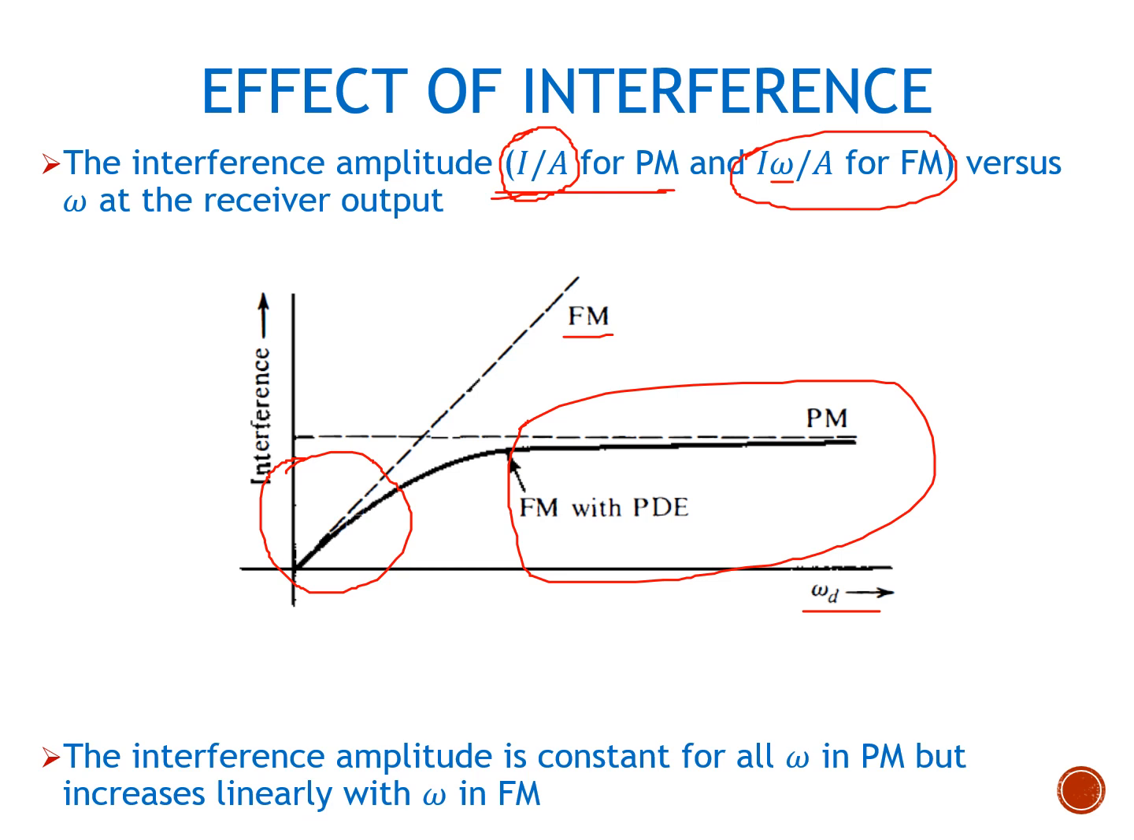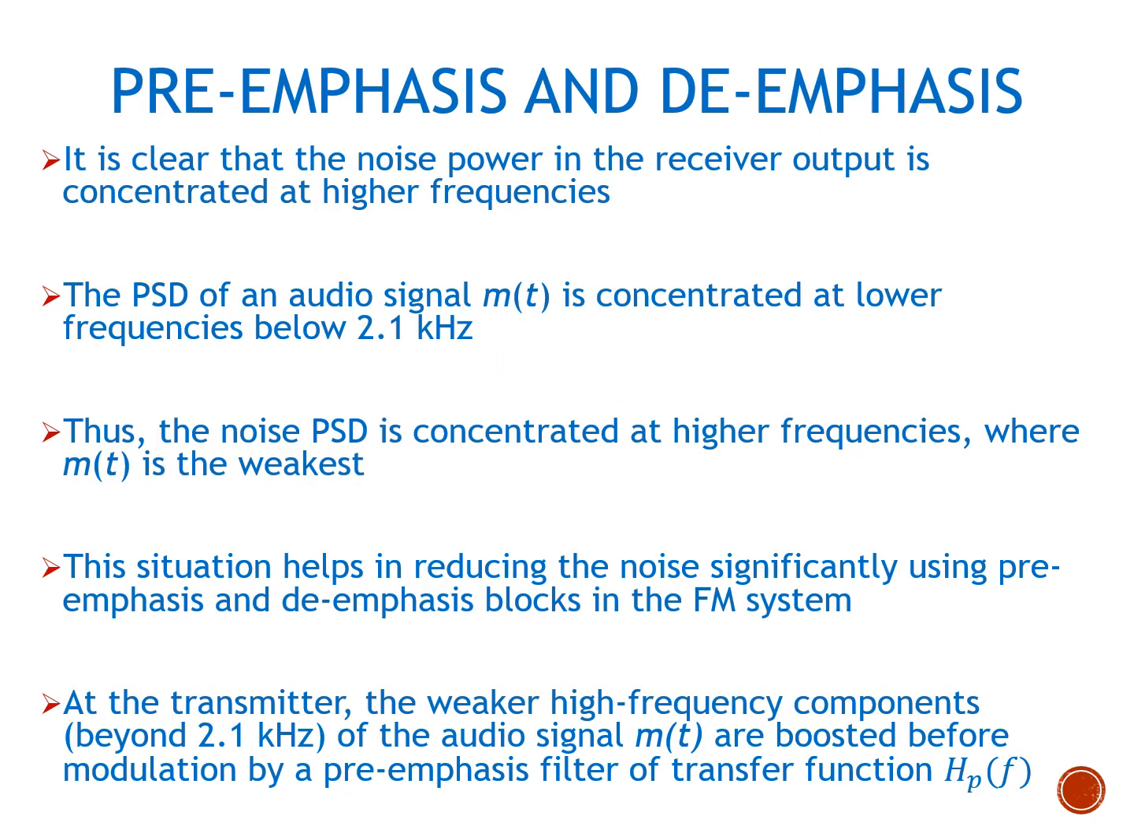Our aim would be to get a response of interference which is shown by the solid black line. This is the FM with pre-emphasis and de-emphasis. So this is our aim. Let's see how we achieve this aim.